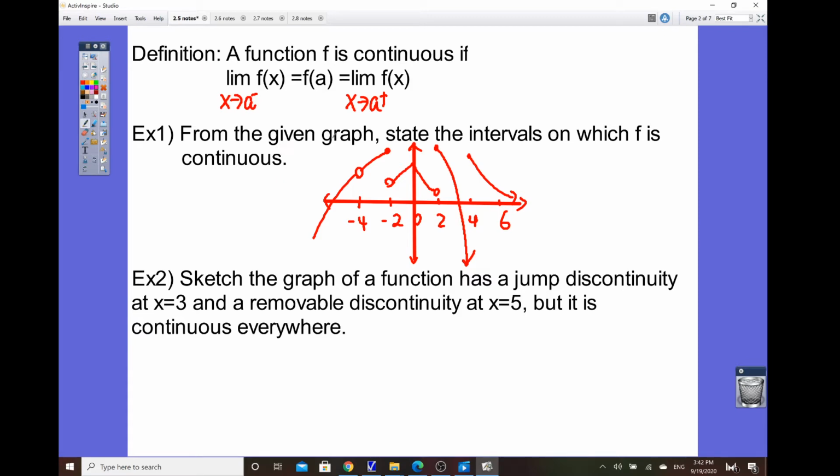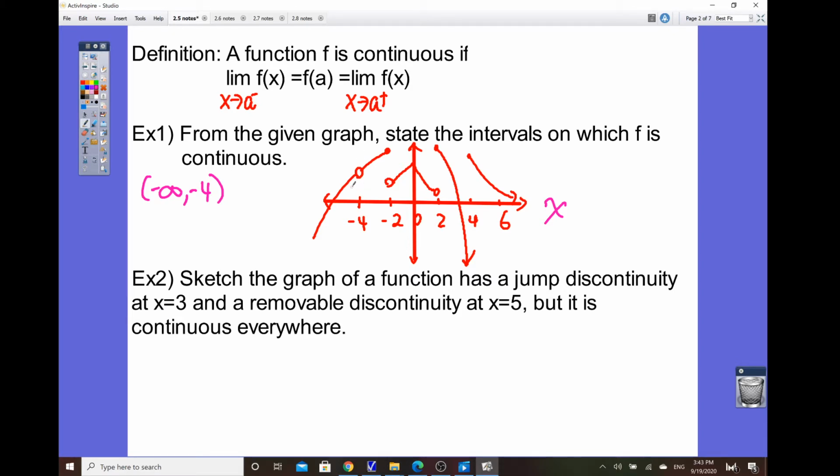From the given graph here, state the interval on which f is continuous. Anytime I read the interval from the graph, it's all about the x values, which means the x-axis. Reading from left to right, as you can see, the function is continuous from negative infinity to negative 4. At negative 4 the limit exists, but the function is considered discontinuous there, because it is a non-removable discontinuity.